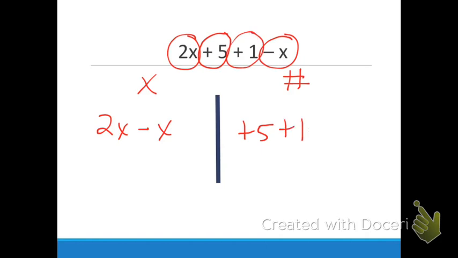Okay? And now all we have to do is combine them. So we have 2X and then take away 1X. What do we have left? 1X or just X. And then we're going to put a plus sign. Don't forget your plus sign. And then we have 5 plus 1 is? 6. Good. That's it. We have now taken this long number sentence and just turned it into its simplest form, which is X plus 6. That was our entire goal.